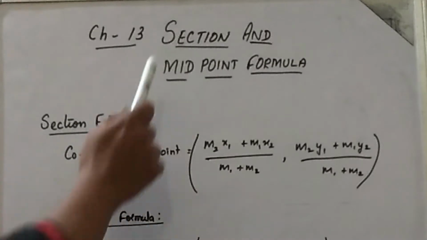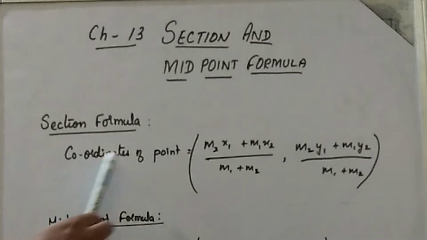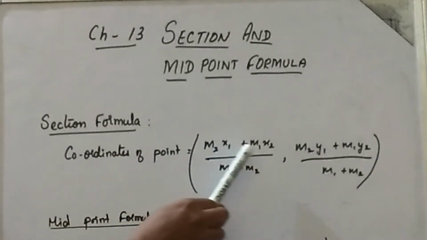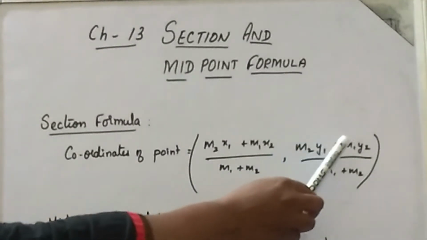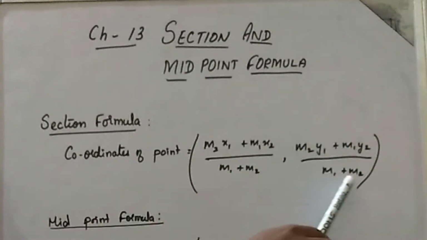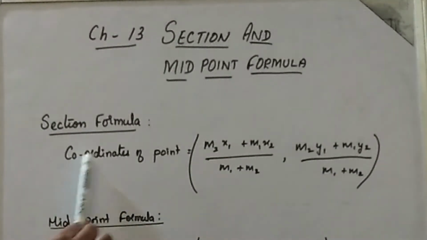Chapter 13. Section and midpoint formula. Section formula. Coordinates of the point: m2 x1 plus m1 x2 upon m1 plus m2, m2 y1 plus m1 y2 upon m1 plus m2. This is the formula used to find the coordinates of the point when the line is divided by a point in some ratio.